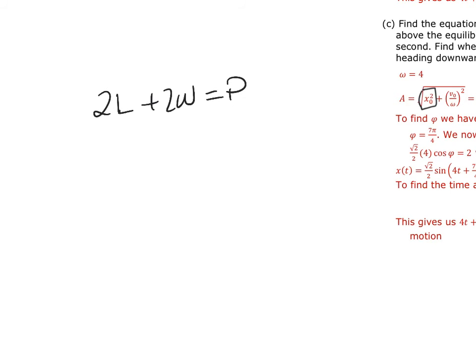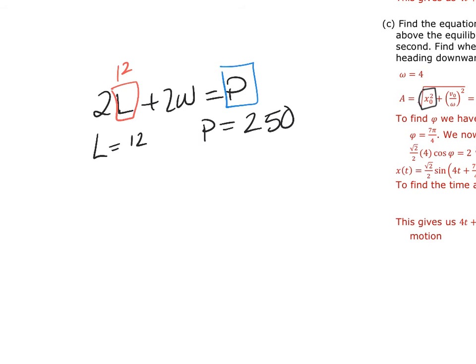Okay, now I know what's happening. Do you agree that this is a perimeter equation? Yeah. What if I were to tell you the length is equal to 12 and the perimeter is equal to 250? What would you do with that information? What would you do with the 12? Where would you put it? So you would replace this with 12, right? What would you do with the 250? I would subtract 24. You would put it right there, wouldn't you?